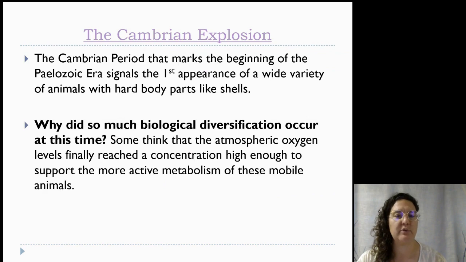So the Cambrian explosion is a period that marks the beginning of the Paleozoic era. This was the end of the Precambrian era. And it's the first appearance of a wide variety of animals with hard body parts, such as shells. Some scientists think that the biological diversification occurred at this point because atmospheric oxygen levels finally reached a concentration high enough to support the more active metabolism of mobile creatures. So creatures were able to be larger and move around because there was enough oxygen in the atmosphere.